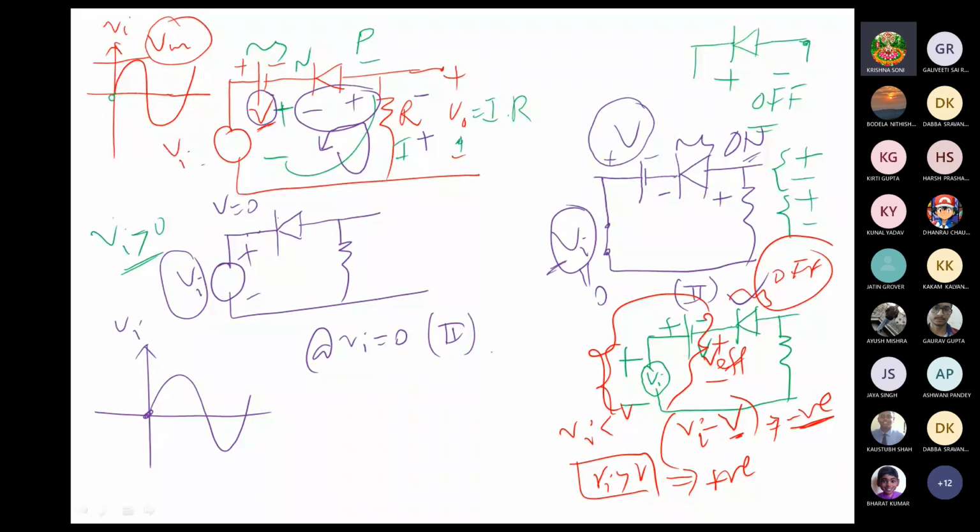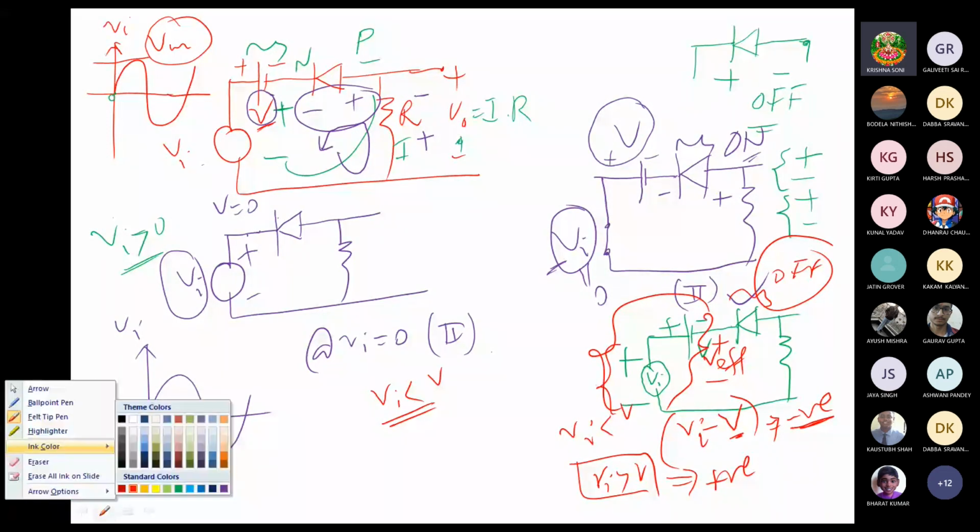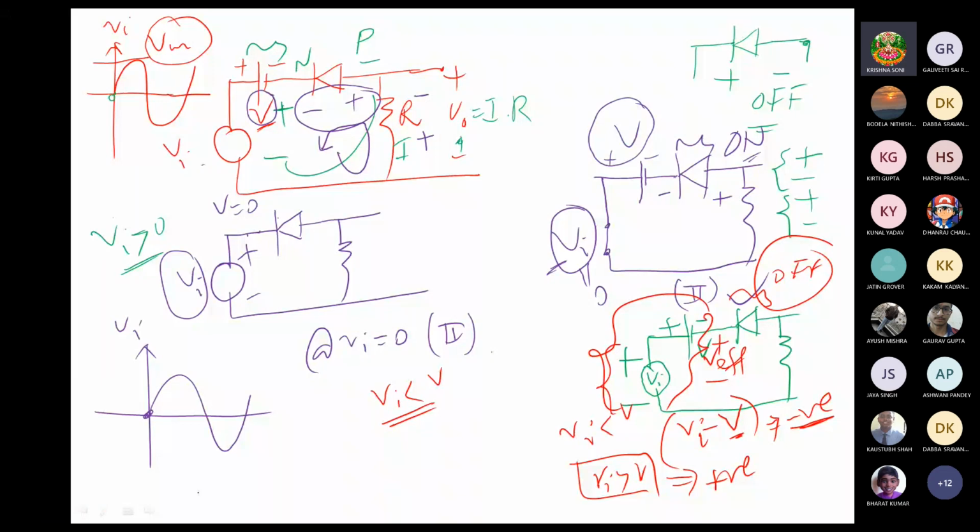Whereas in the other case, when Vi is less than B, we have a resultant negative potential. This kind of potential will be here, and this will make the diode on. So this gives a comparison of the range of input voltages for which our diode is going to be on or off.